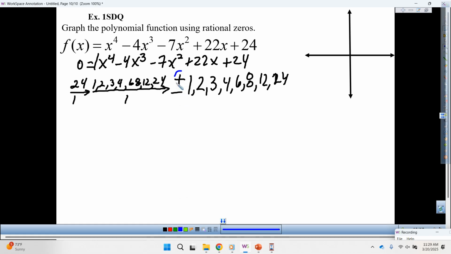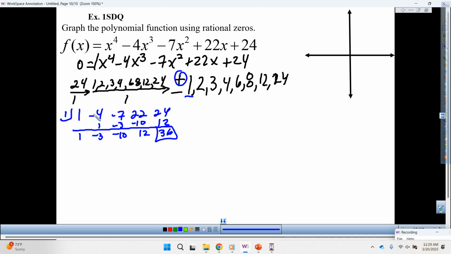we're starting with positive 1. Our coefficients are 1, negative 4, negative 7, 22, and 24. 1 times 1 is 1, that's negative 3. 1 times negative 3 is negative 10. 1 times negative 10 is negative 10. Combined, that's 12. 1 times 12 is 12. Combined, that's 36. That is not our 0.